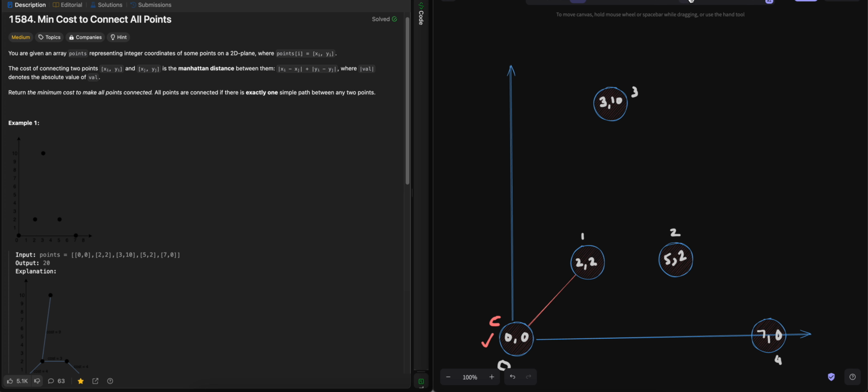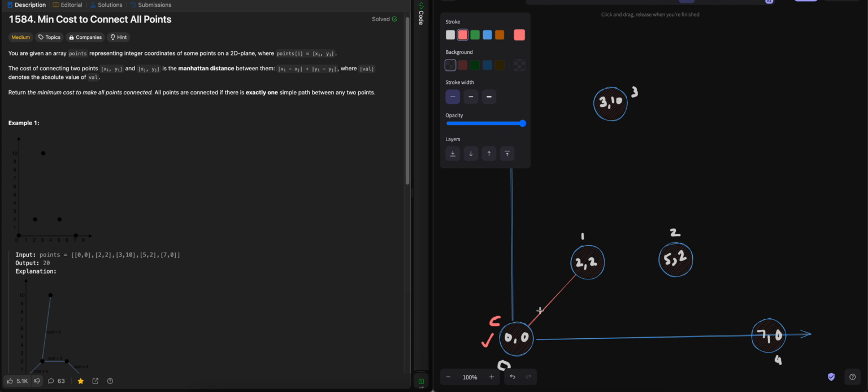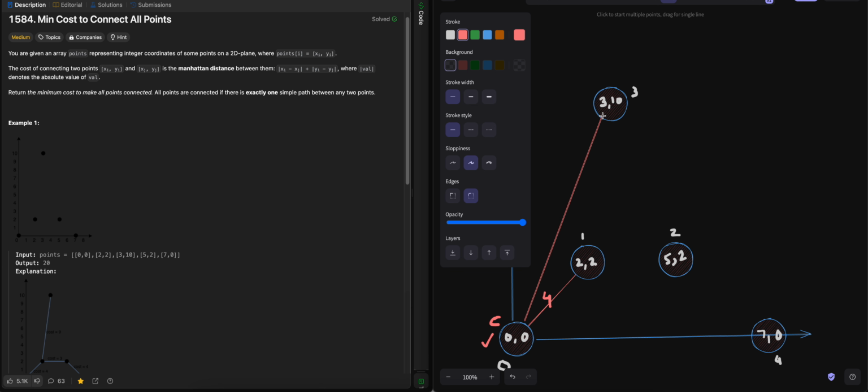And the distance between them, we have to calculate the Manhattan distance. So that would be the absolute difference of x plus the absolute difference of y, so it would be 4. So 4 is the distance. Now I have to find the edge between the 0th and 3rd vertex. So find the Manhattan distance; in this case it would be 13. 3 minus 0, 10 minus 0, add both of them, 13.